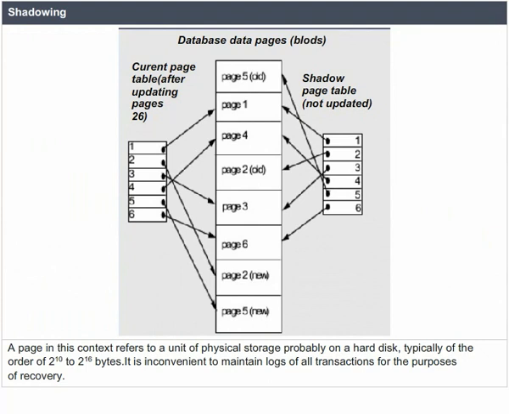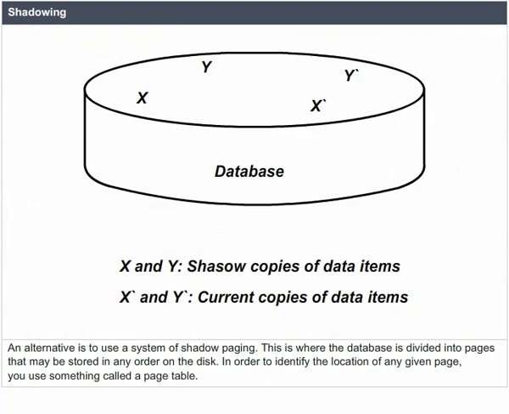It is convenient to maintain logs of all transactions for the purposes of recovery. An alternative is to use a system of shadow paging. This is where the database is divided into pages that may be stored in any order on the disk. In order to identify the location of any given page, you use something called a page table.